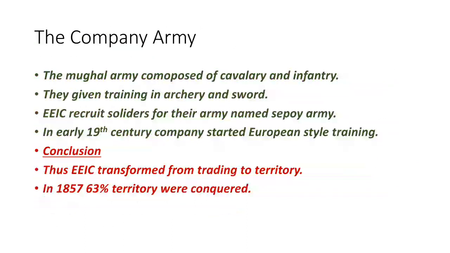And now, by 1857, 63% of the territory in India was conquered by EAC. Before, when EAC entered, all the officials from Britain took 2 months, or 30 days, to travel from their country to India by ship. After they introduced the steamship, it became very easy. It would take only 15 days or 1 week to come to India.